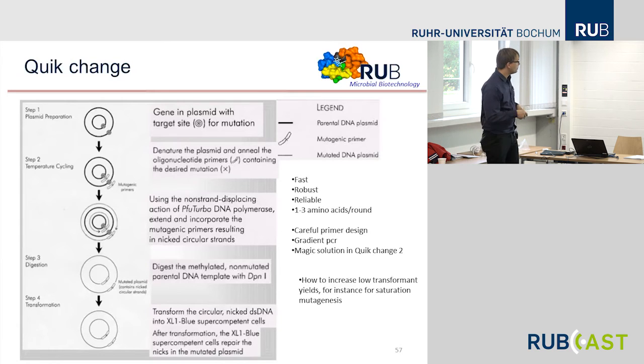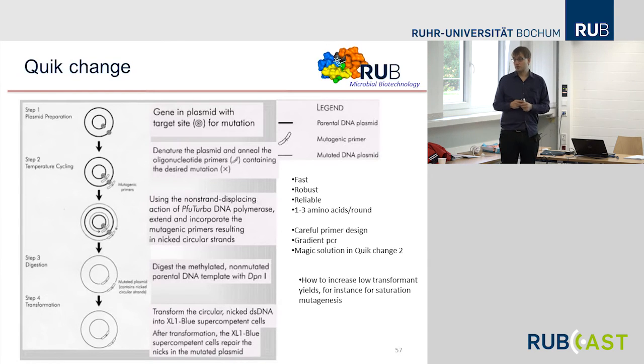I just tell this to you: quick change in many cases works very smoothly, but in some cases you have a poor transformation efficiency and you might lose some weeks optimizing this. And this can differ from gene to gene. So this is a molecular biology challenge you have to solve.